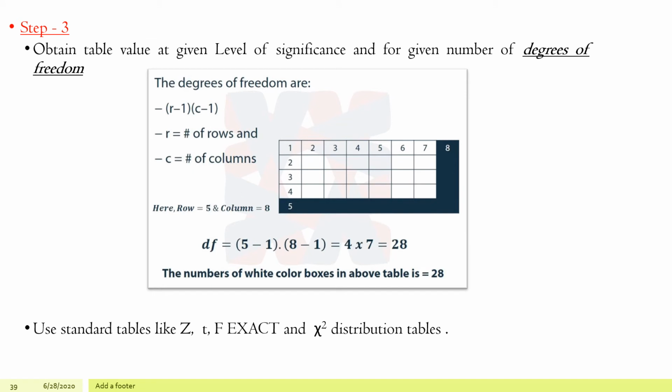Step 3, obtain table value at given level of significance and for given number of degrees of freedom. For example, in t-test there will be two groups. One is, for example, batch 23 and 22. There are two groups. So let us consider batch 23 arranged in horizontal and batch 22 arranged in vertical. So R is row minus 1, column minus 1. That is batch 23 samples minus 1, batch 22 samples minus 1.